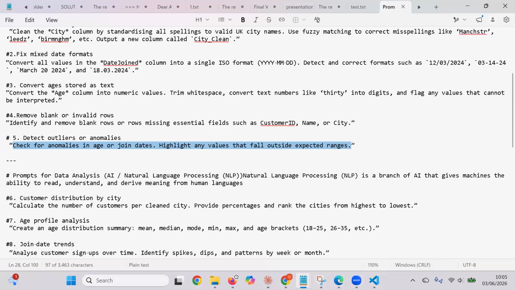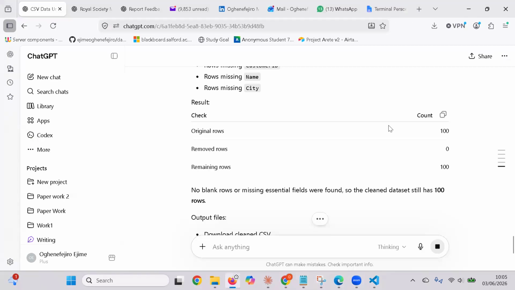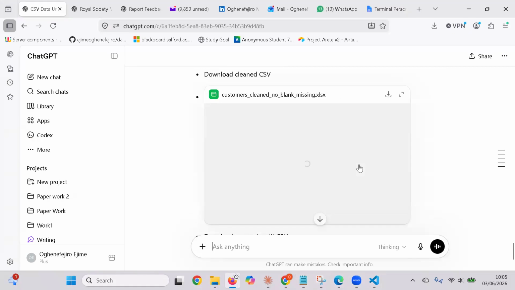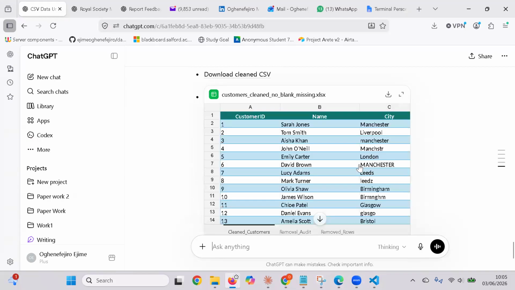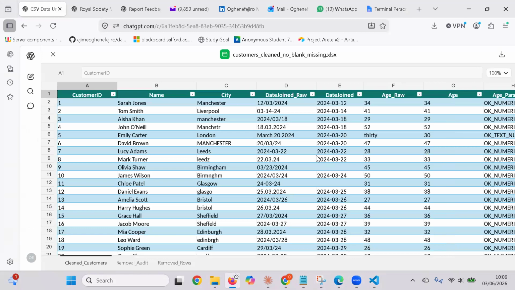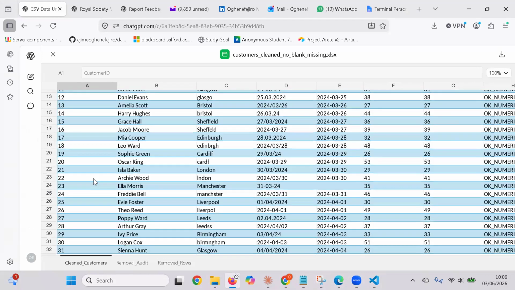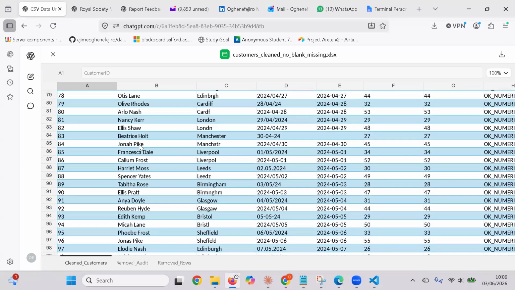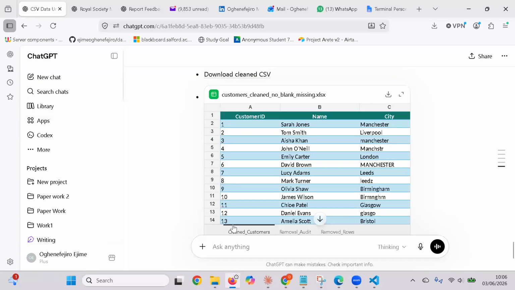So again, we'll come back to this. Yes, it has checked through. Originally 100 rows, removed 0, meaning none actually has an empty field, so nothing was removed. So let's take a look again. Yeah, our data is still, I think it should be 100 rows. Yeah, still 100 rows, meaning none is empty, nothing was removed.